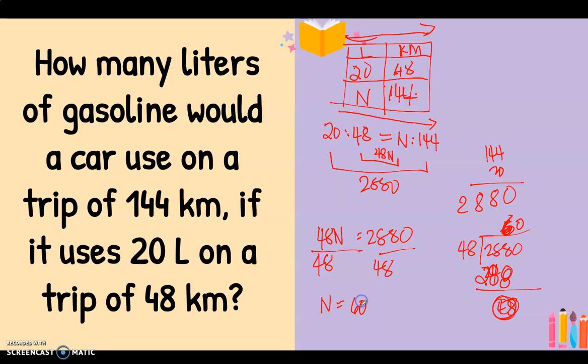So the value of n, the question is how many liters of gasoline, then the answer is 60 liters. Make it a complete answer. So the missing n here is 60. You may want to check if the answer is correct by multiplying 48 times 60. It should be 2,880. So it's the same. It's okay.